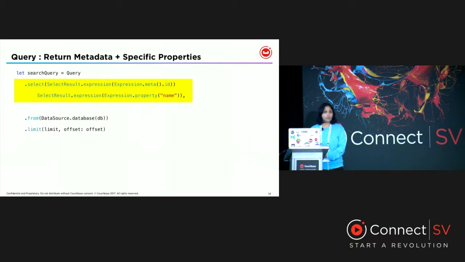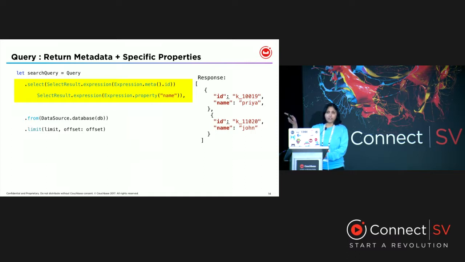What if you're interested in metadata and one specific property, in this case the name property? Notice that in the previous case, if you remember, you get the ID, and then you get the name of the database and the entire JSON document. Over here, you get the ID and the specific property that you're interested in, and in this case, it's name.